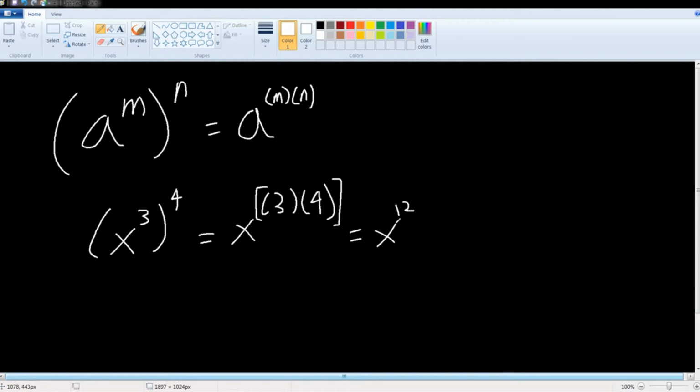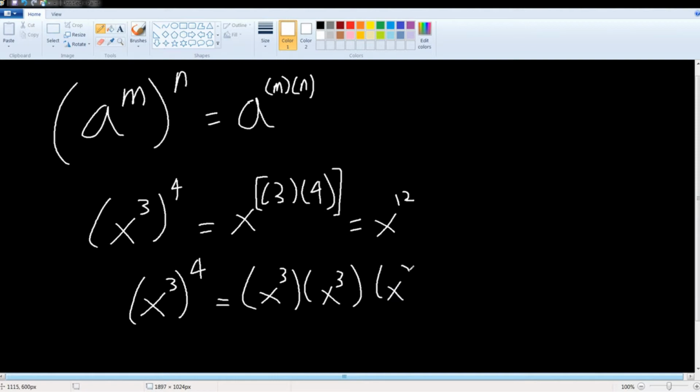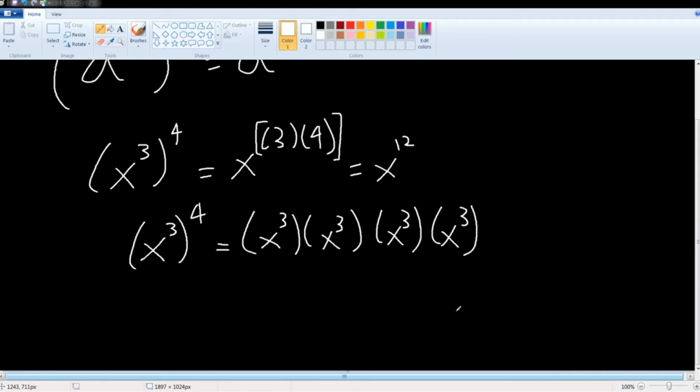So you're probably wondering why this works. This works because if we think about what this means, if we have x cubed to the fourth power, that's essentially saying x cubed is multiplied by itself 4 times. So we have x cubed, x cubed, x cubed, and x cubed. And if you remember back to the original rule of how to multiply variables of different exponents with the same base, we add them together.